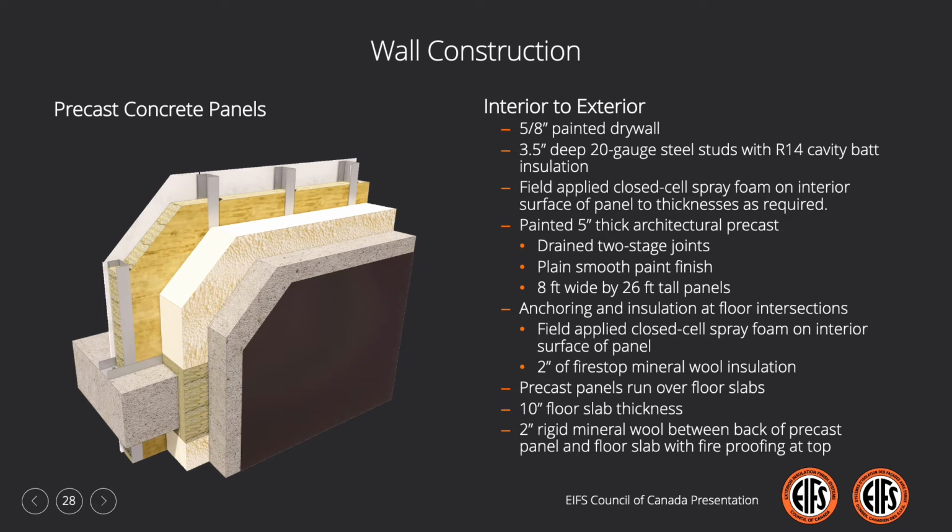Between the precast and the floor slab, you'll also see that there is a 2-inch fire-stopping mineral wool insulation or safing insulation. This amount of insulation at this location is not considered common in the Canadian marketplace, but was utilized here again to optimize the thermal performance and, in the case of precast, mitigate the effects of floor-to-wall interfaces.